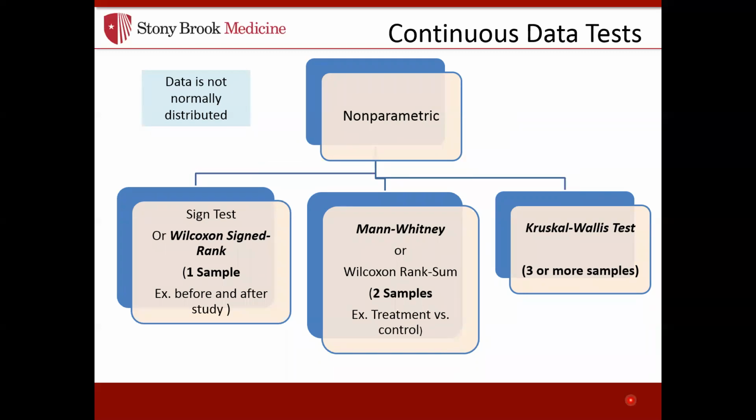Two samples, you could use a Mann-Whitney test or Wilcoxon rank sum. Different from your signed rank. This is rank sum, and this is looking at 2 treatment groups. 3 or more samples, you could use the Kruskal-Wallis test.